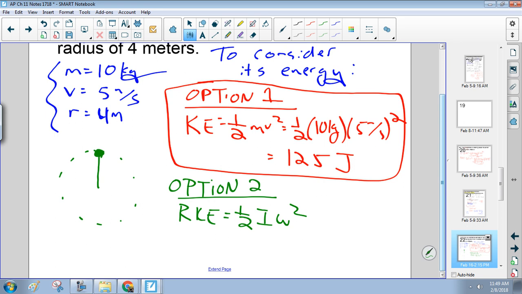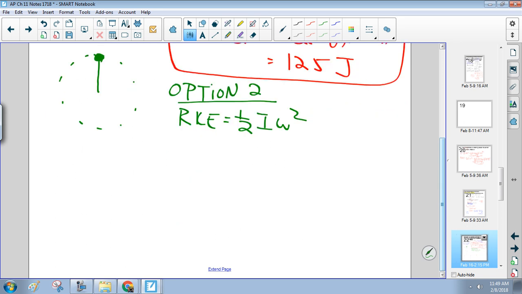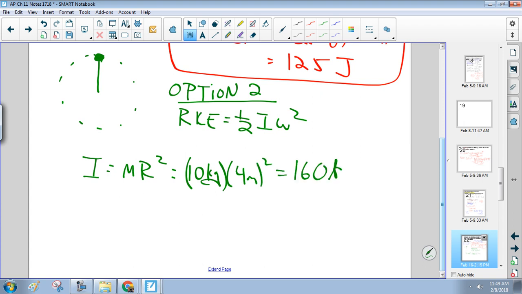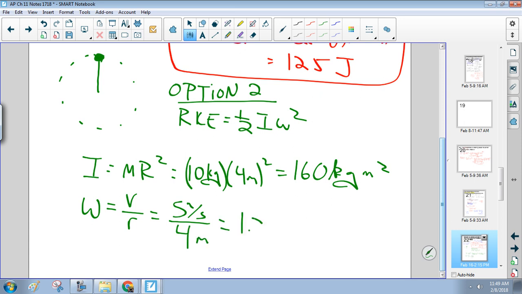So let's take a second and calculate this. Remember, I for a point particle is simply mr squared. So for us, it's a 10-kilogram thing going in a circle with a radius of 4 meters. Don't forget to square it. This gives you 160 kilogram meters squared. But I also need to find my omega, and omega is v over r by using a jumper equation. So for us, that would be the velocity, 5 meters a second, divided by the radius of the circle, 4 meters. That gives you 1.25 radians per second.